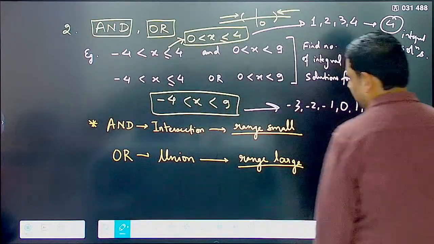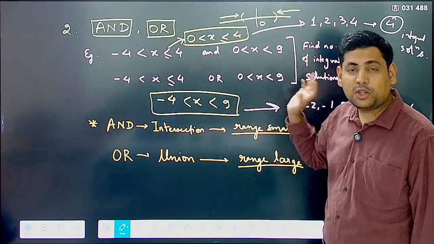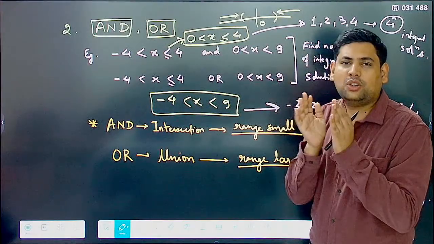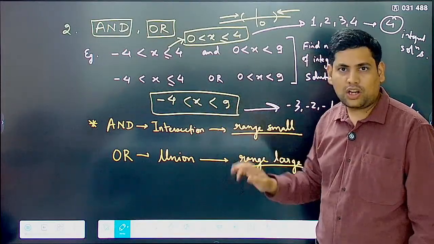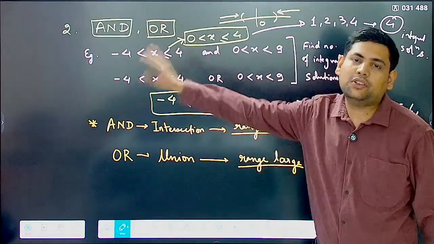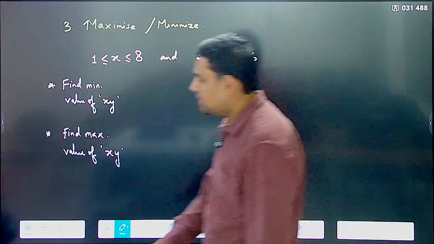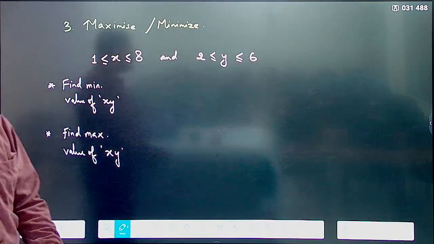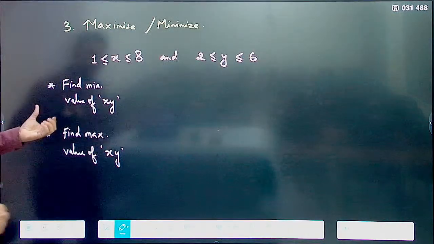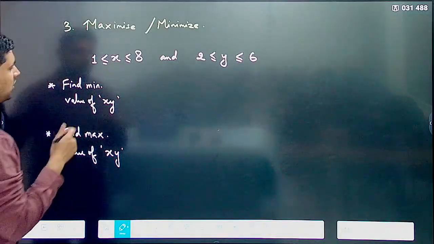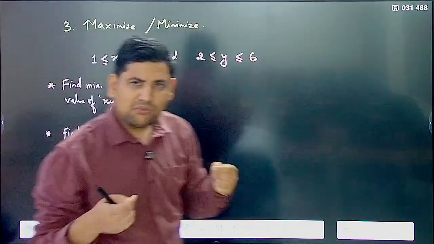Okay, then so you understand AND and OR. Whenever you have to deal with AND, what do you do? You try to move very close to 0 or take the smallest possible. Correct? And whenever you want to go for OR, just see how far you can go in negative, how far you can go in positive, and that becomes your range. Then maximize or minimize. So what they do is give you a question based on, for example, x is between this, y is between this. Then if I ask you to find the minimum value of xy, what will you do?